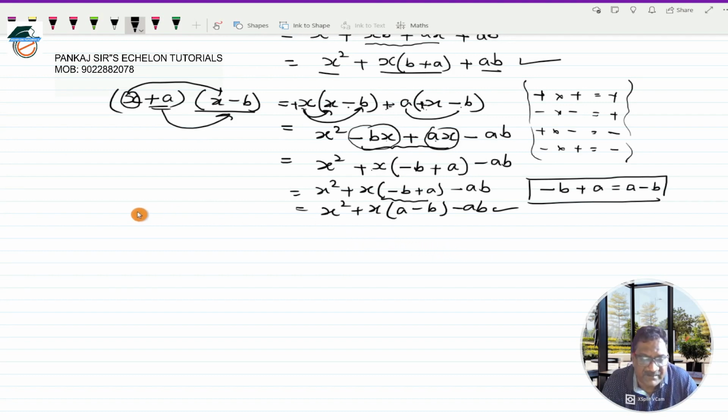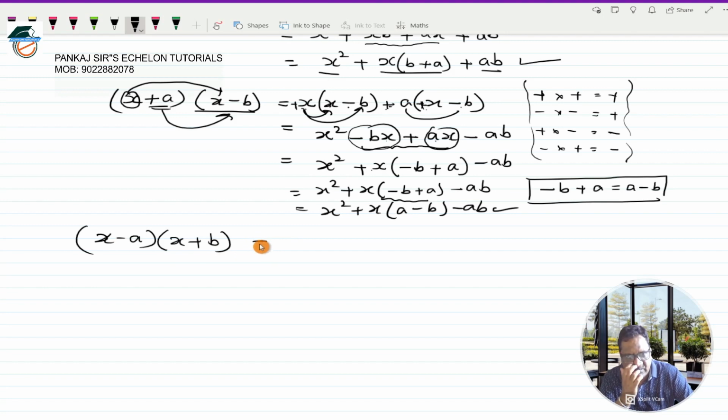Now coming to the third one. Third one is x minus a times x plus b. Now let us see how we can do this expansion. Because I have explained two examples in detail, now I am going to be a bit quicker. So first term of the first expression, I am multiplying that with the second expression. Then I am taking the second term of the first expression along with the sign, that is minus a, and I am multiplying with the second expression x plus b.